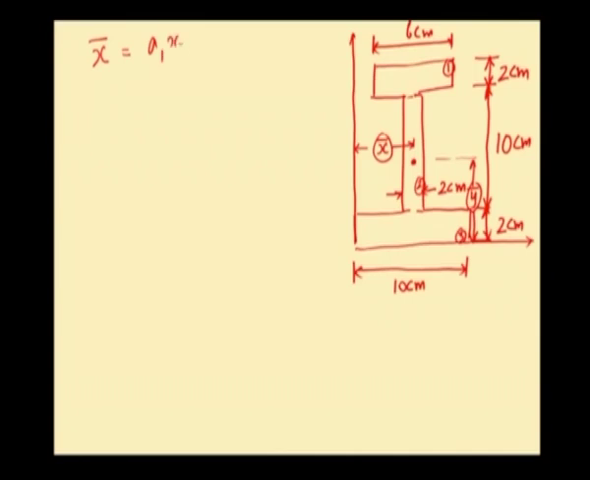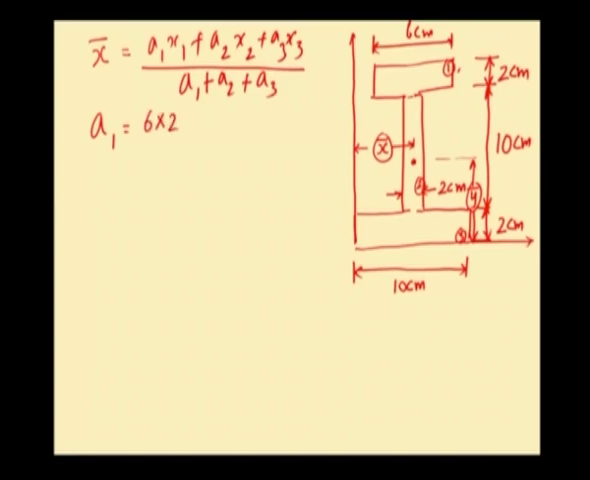x bar will be a1 x1 plus a2 x2 plus a3 x3, divided by the sum of all the areas, a1 plus a2 plus a3. Now, a1 is the area of this first rectangle. So, this is the first rectangle, and its area is 6 into 2, which is 12 centimeter square. x1 is the distance of the CG of rectangle 1. So, this dot represents the CG of rectangle 1, and its distance from the left end line, or the y axis, is x1. If you see the figure, this distance will be half of 10. So, x1 is 5 centimeter.